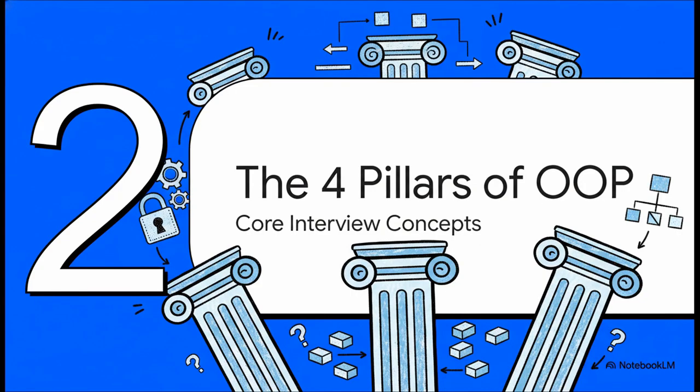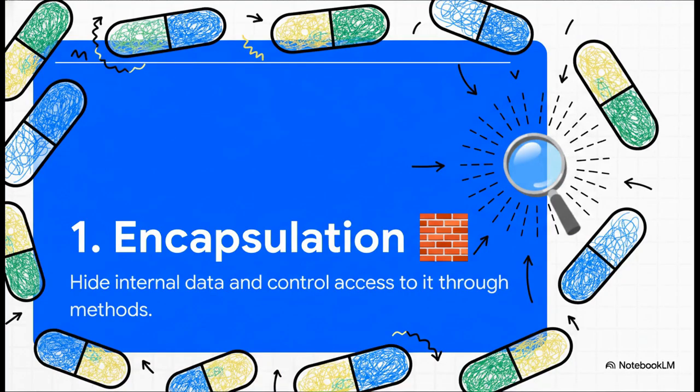Okay, so our foundation is solid. Now, let's build on top of it with the 4 pillars of object-oriented programming. You're going to want to pay close attention here because I can almost guarantee you these concepts are going to come up in any technical interview you have. These are the fundamental rules of good software design. First up, we've got encapsulation.